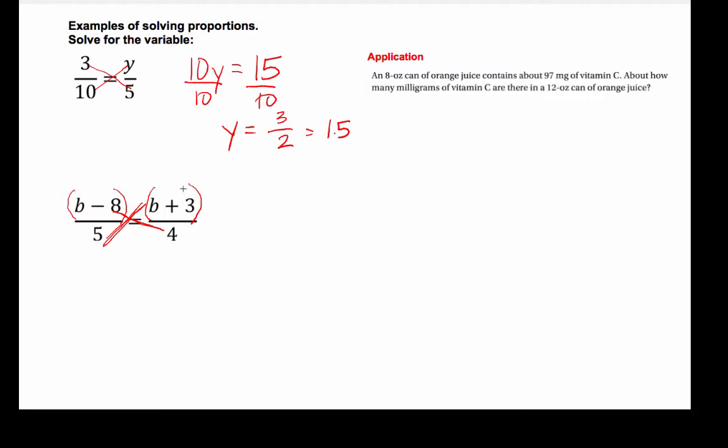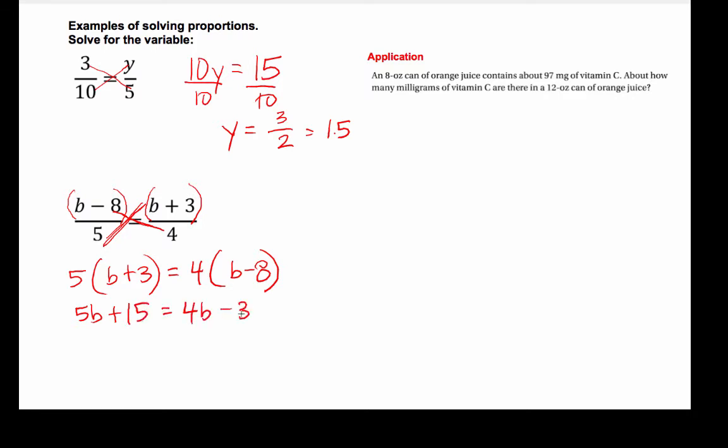So when we go to cross multiply, 5 times this quantity b plus 3, we have to write it just that way. 5 times the quantity b plus 3. And we have to multiply or write 4 times the quantity b minus 8. Because that's what's happening. Distribute 5b plus 15. Distribute the 4, 4b minus 32. I have b's on both sides, so I'm going to collect my b's on the left. This gives me a 0 here. 5b minus 4b is 1b, or b. Bring the 15 down. Bring the negative 32 down.